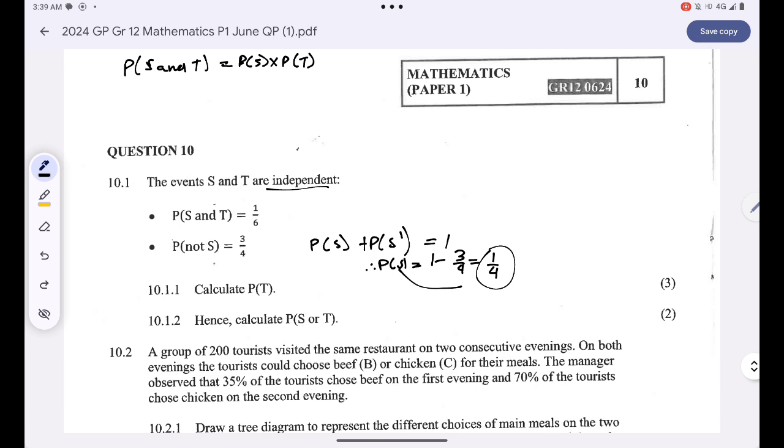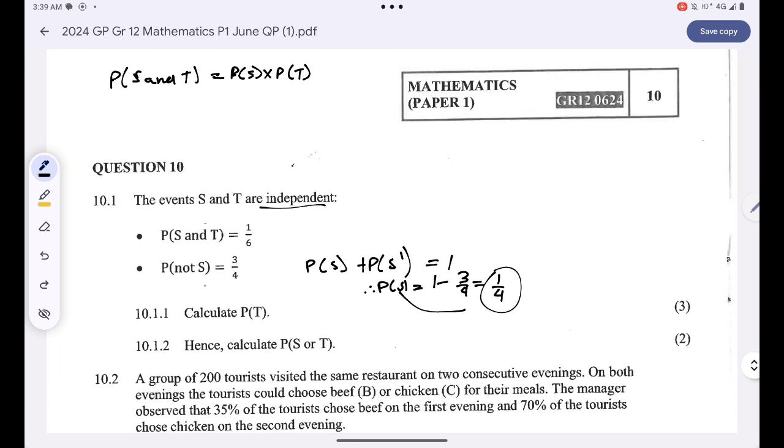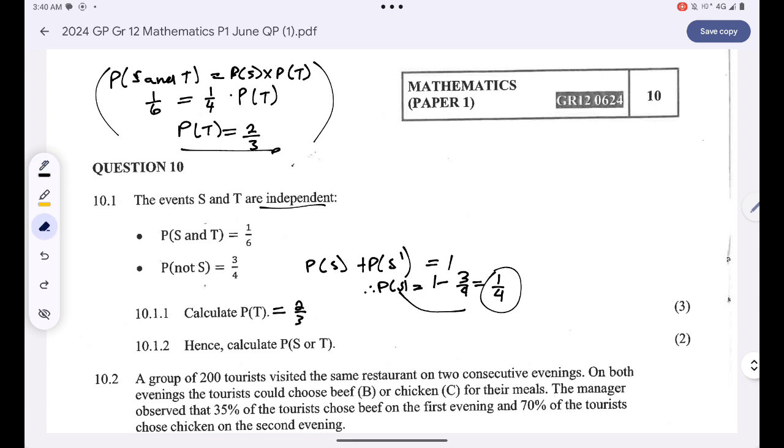First question, they want us to find the probability of T. I know that the probability of S and T is given as 1 over 6, but the probability of S and T is equal to 1 over 4 multiplied by the probability of T. So 1 over 6 divided by 1 over 4. I now know that the probability of T is 2 over 3. I'll simply use this statement to find the probability of T, right? That's 2 over 3.